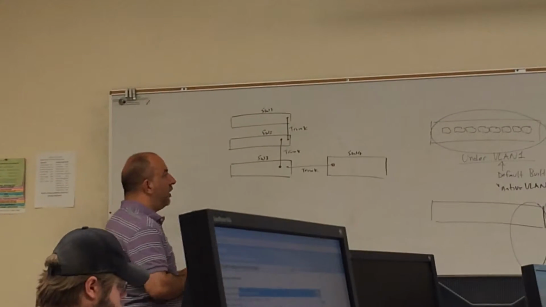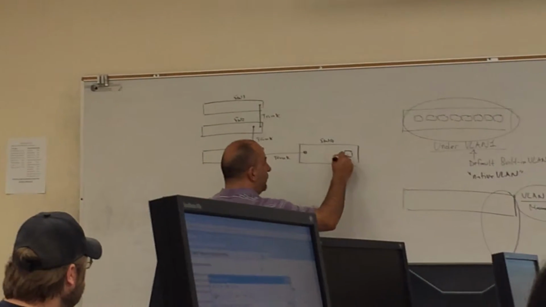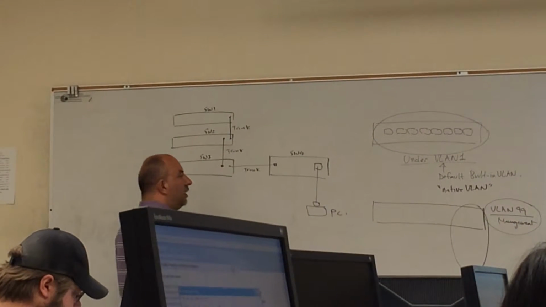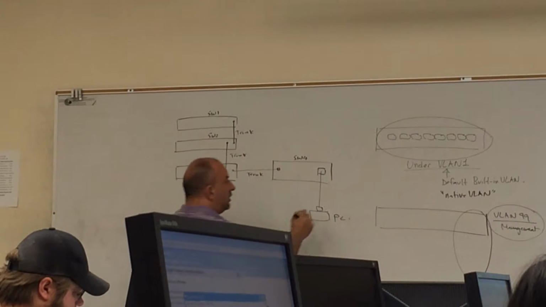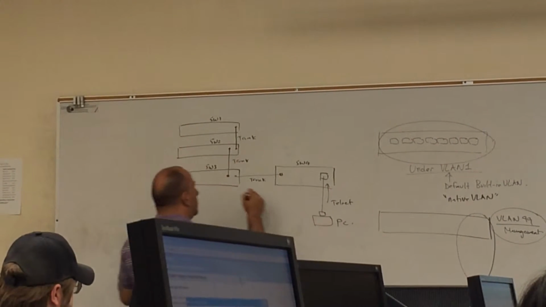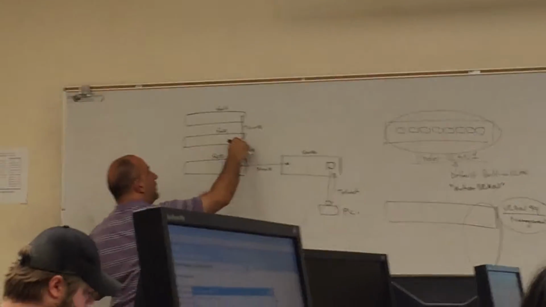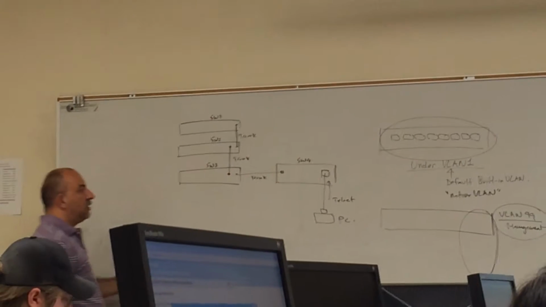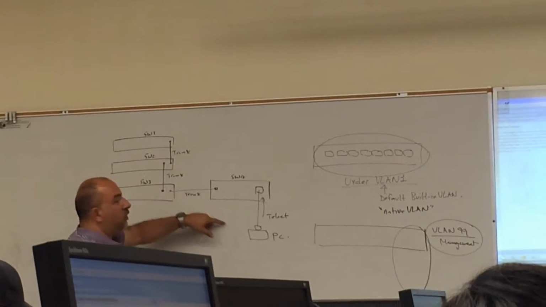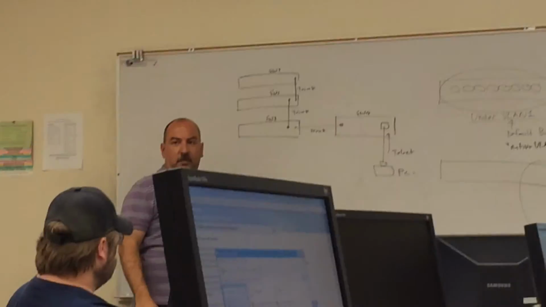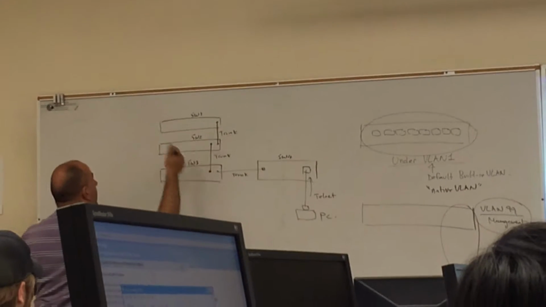And let's say, for example, I'm going to connect my PC here, and I want to telnet to this switch, I want to telnet to this switch, I want to telnet to this switch. So to telnet to these different switches, first of all, for any telnet you need an IP address. So I'm going to set up every one of these with an IP address.